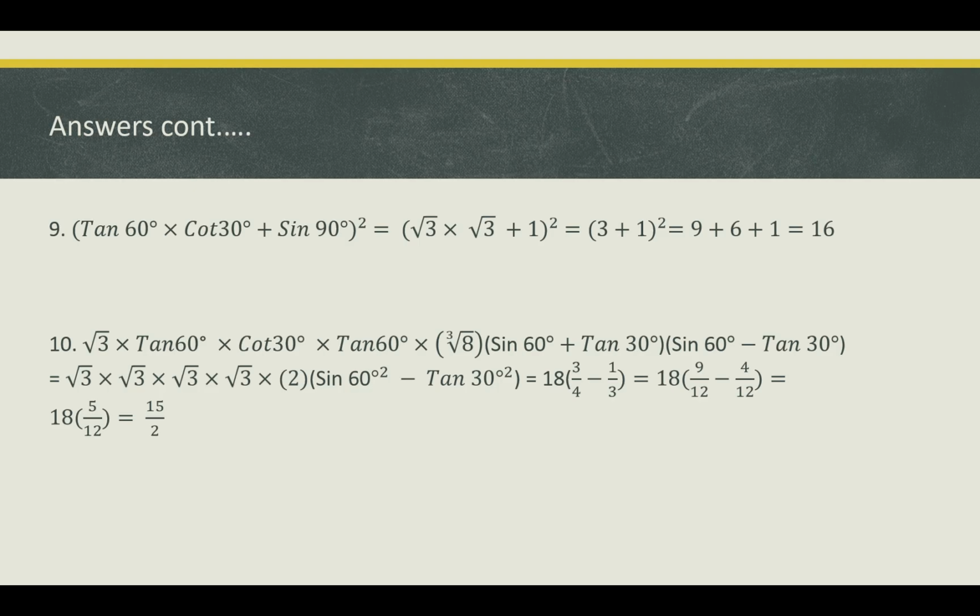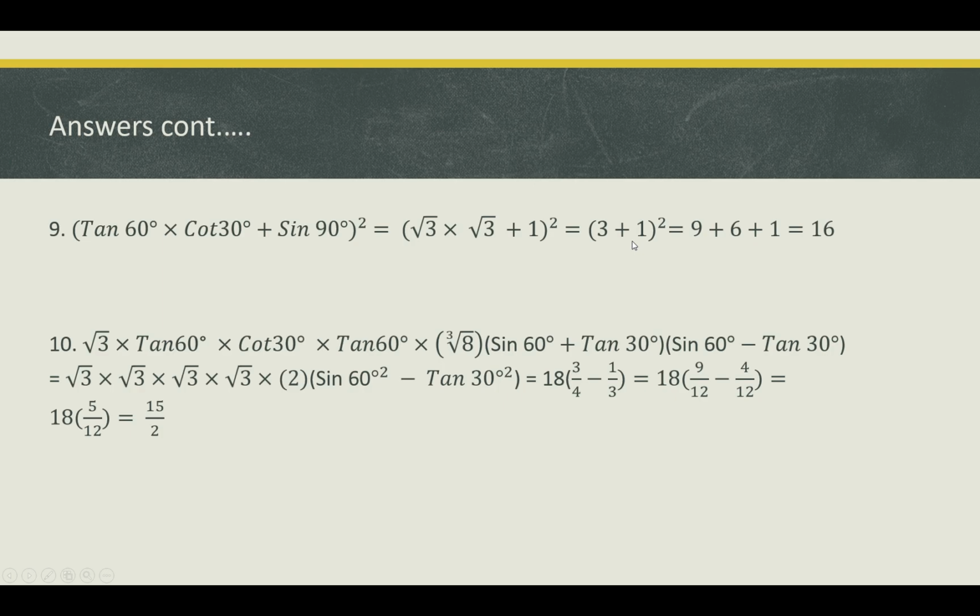According to BODMAS, first I'm going to multiply tan 60 and cot 30. So tan 60 is root 3 and cot 30 is also equal to root 3. So root 3 into root 3 is 3. And sin 90 is 1. So it simplifies to 3 plus 1 whole squared.